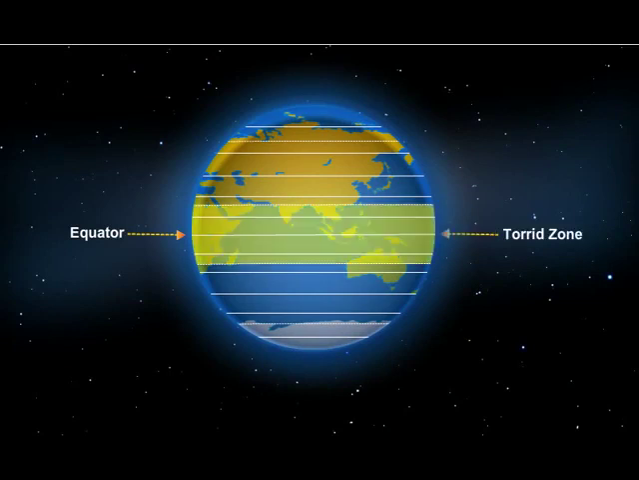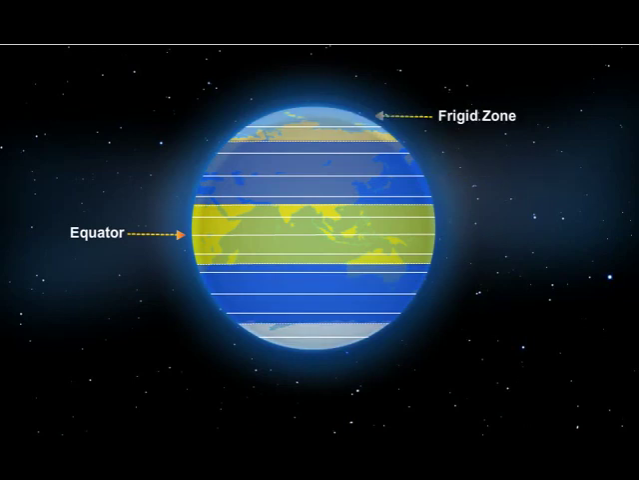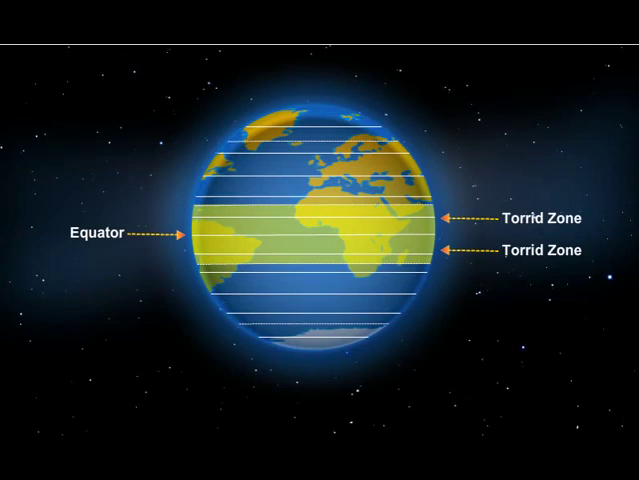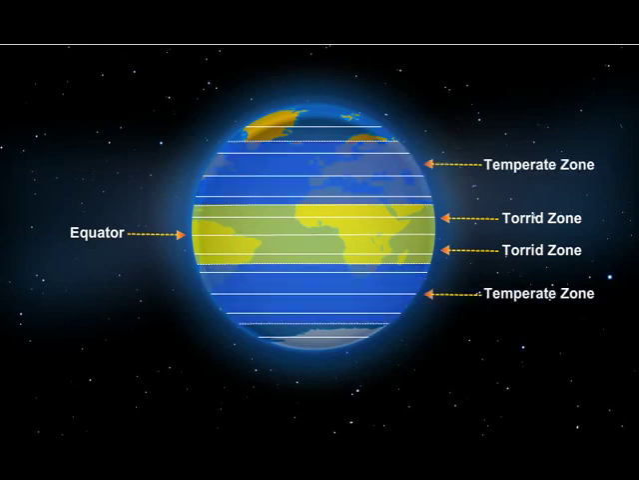Equator is the most important latitude that divides the Earth into two equal hemispheres. The Tropic of Cancer lies 23.5 degrees to the north. The Tropic of Capricorn lies 23.5 degrees to the south. The Arctic Circle lies 66.5 degrees to the north. The Antarctic Circle lies 66.5 degrees to the south.